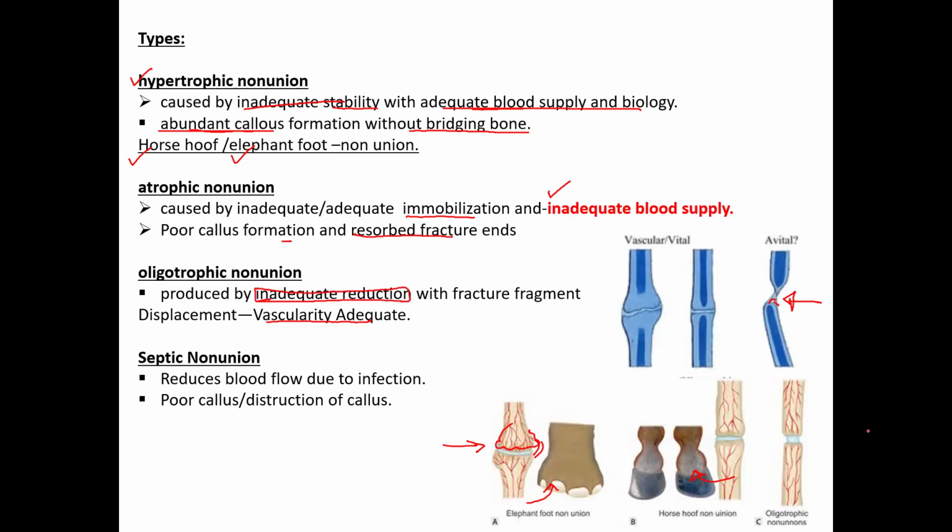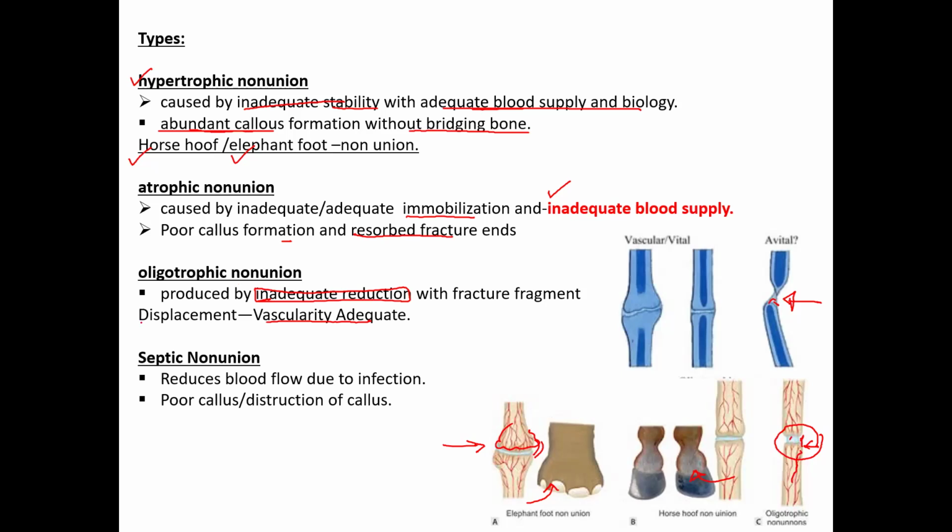So if you see here, this is the example of a patient who is having oligotrophic non-union. Fracture ends are fine, vascularity is good, but the reduction is not proper. There is some gap left over after the reduction. So in oligotrophic non-union, vascularity is good, stabilization is good, but there is inadequate vascularity.